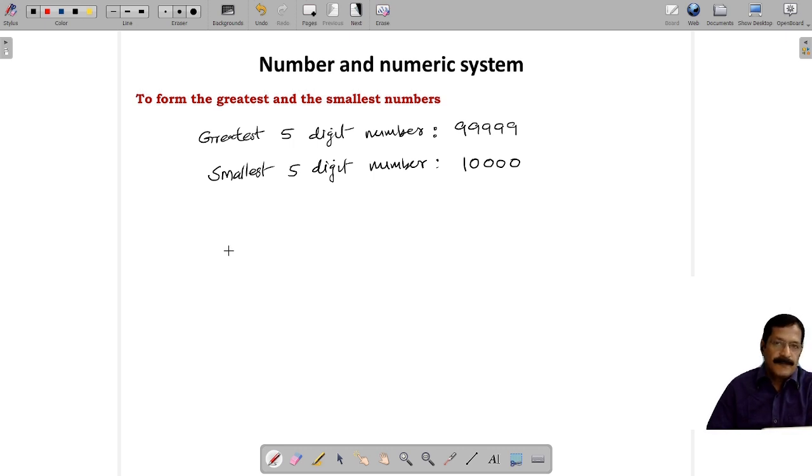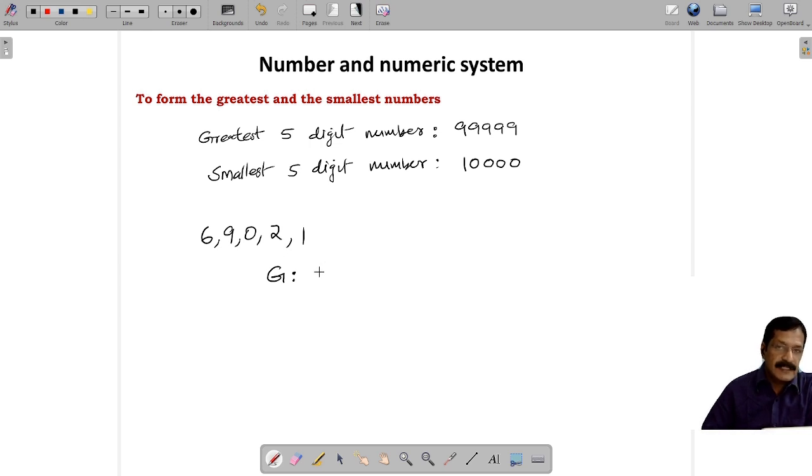But there are situations where some digits are given. For example, we have to write the smallest and the greatest 5-digit number using the digits 6, 9, 0, 2, 1 without repetition. So what will be the greatest one? Let G stand for the greatest 5-digit number using these digits.